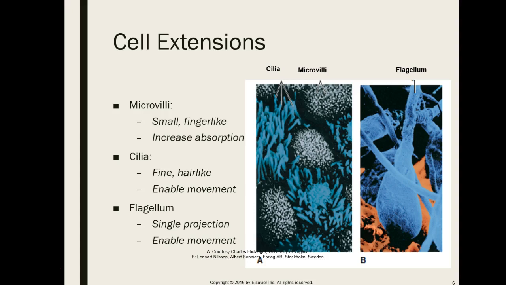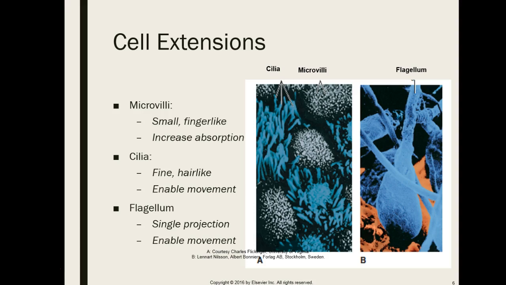Some cell extensions, there's 3 different types. So microvilli are small and finger-like, and their role is to increase absorption. The area that we're most likely going to find these is somewhere like the small intestine, where we're trying to absorb those nutrients from the substances that are passing through. So the microvilli are responsible for absorption.